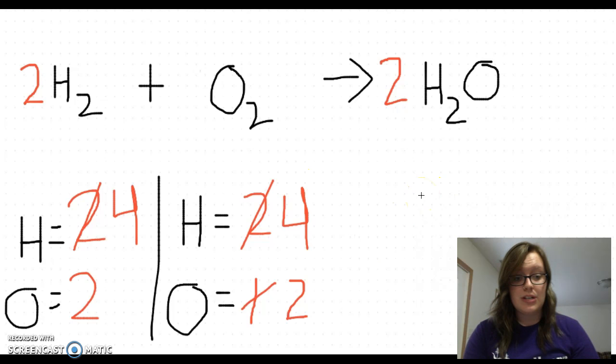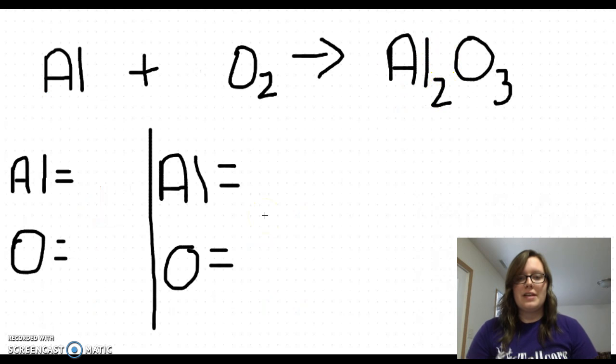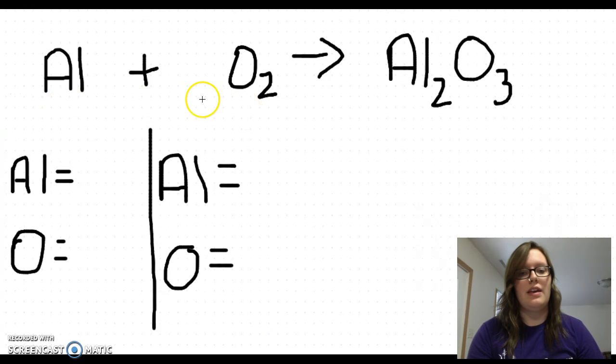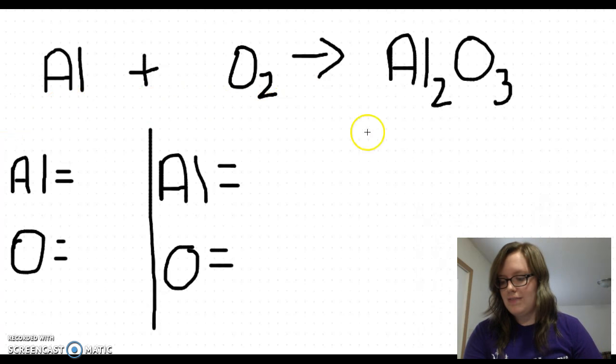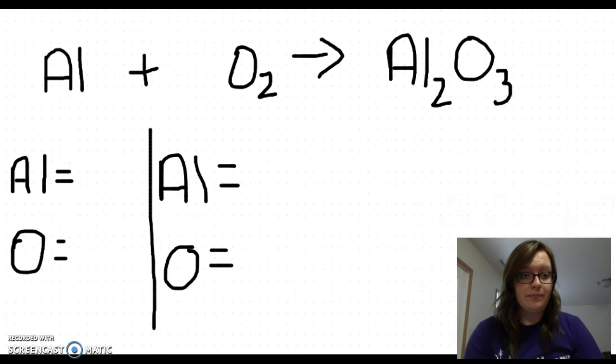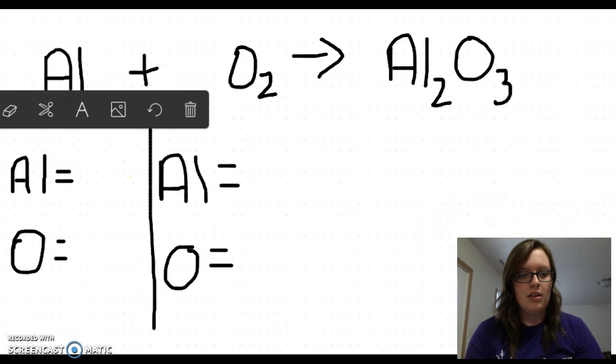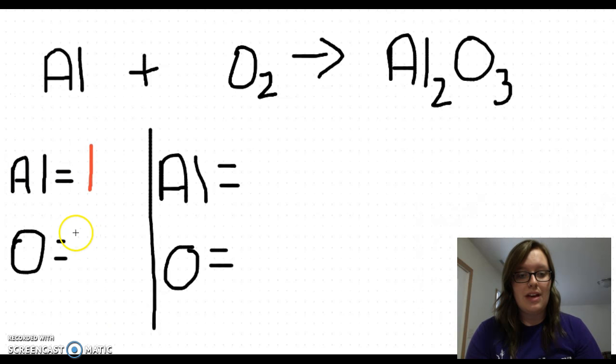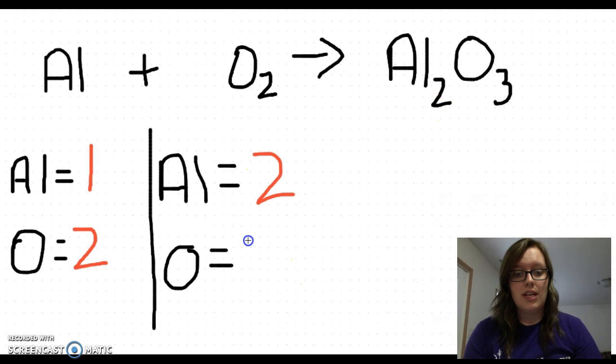So using this information, we're going to go on and do another example. Now in this example we have aluminum and oxygen, and it makes aluminum oxide. So let's start out with what we know already. On the reactant side, we have one aluminum, and we have 2 oxygen. And on the product side, we have 2 aluminum and 3 oxygens.